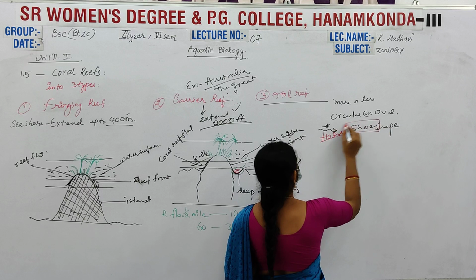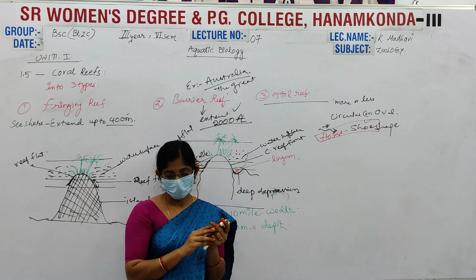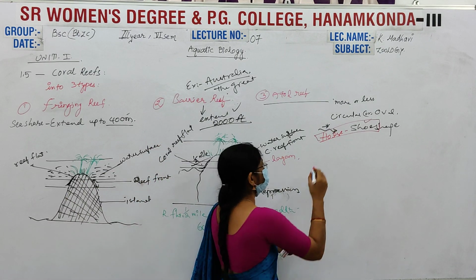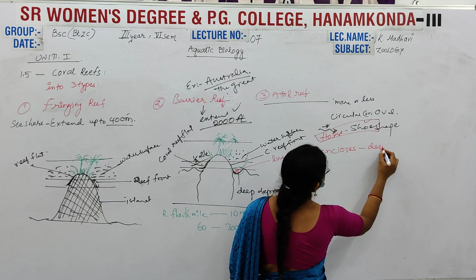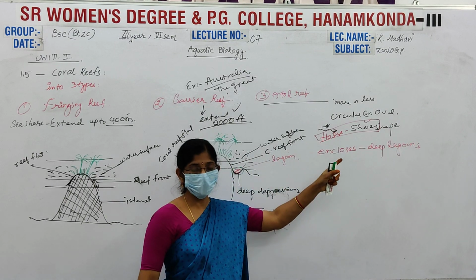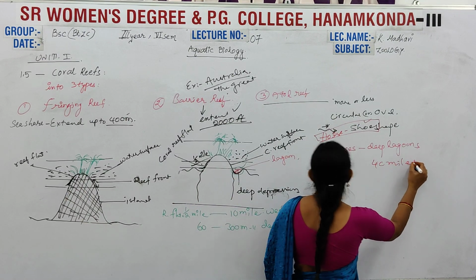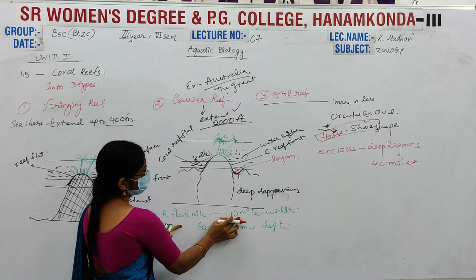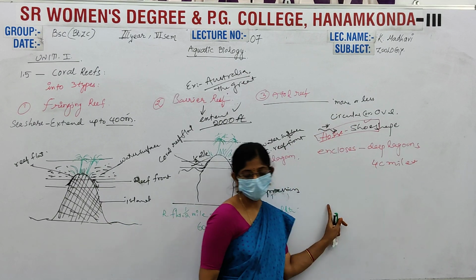Arch or shoe-shaped structures. Coral reefs of this kind are known as atoll reefs. These atoll reefs enclose deep lagoons. The lagoon measurement is up to 40 miles. Here we write just 10 miles, half a mile to 10 miles across. But here they enclose deep lagoons up to 40 miles.